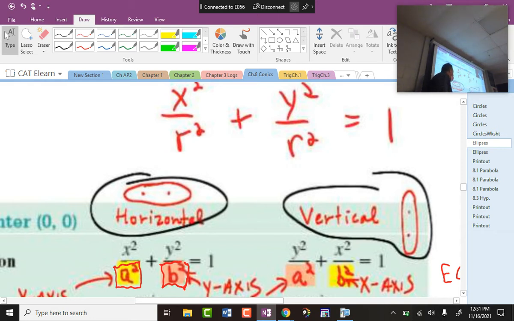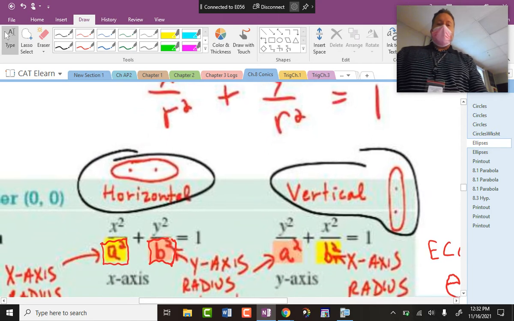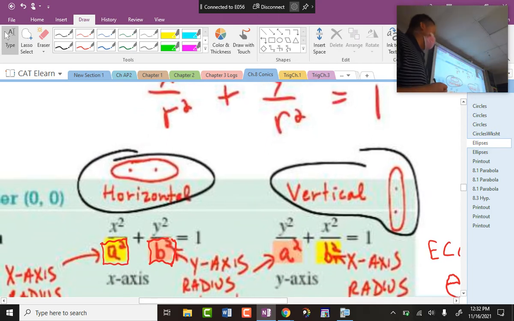That's why we have different letters here. That's why ellipses should be done right after circles. If you know circles, ellipses are a piece of cake. And this is my terminology that I'm going to use. No matter what is underneath the x squared, the square root of that number is the x-axis radius. No matter what is underneath the y squared, the square root of that is the y-axis move.